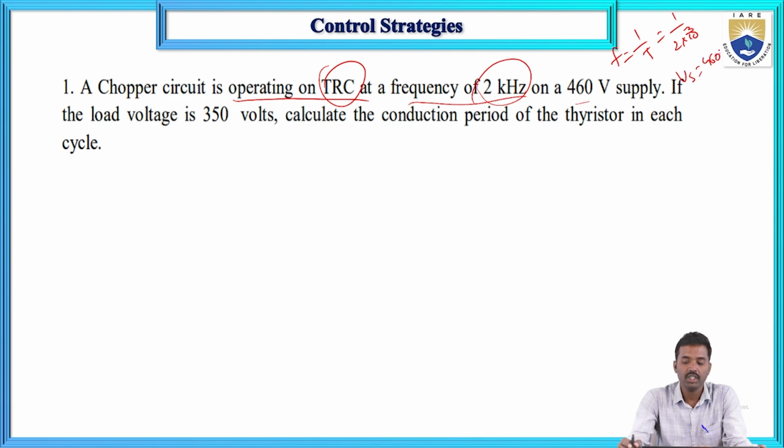If the load voltage is V0 equals 350 volts. Here it is a step-down chopper, so the voltage is decreasing. Calculate the conduction period of the thyristor in each cycle.